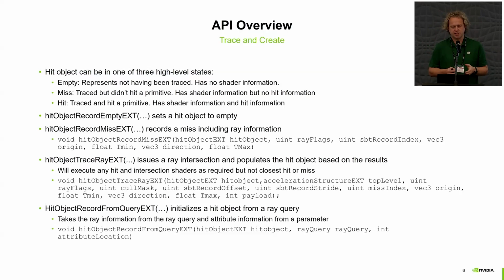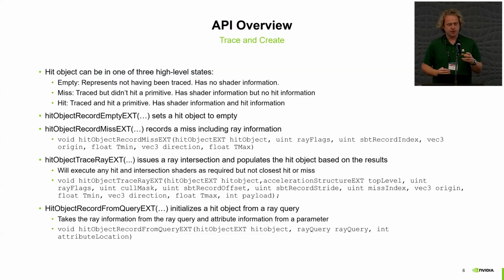The first is the hit object trace ray function, which is the equivalent of the existing trace ray function in ray pipelines, but targeting a hit object, so that rather than fully executing the ray pipeline, it only runs intersection and any hit, and then at the point of completion of the intersection loop, it returns back out to the ray generation shader with the hit object updated to the correct state.